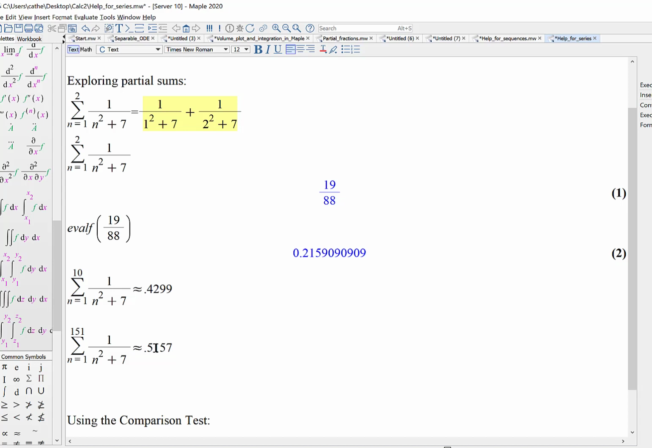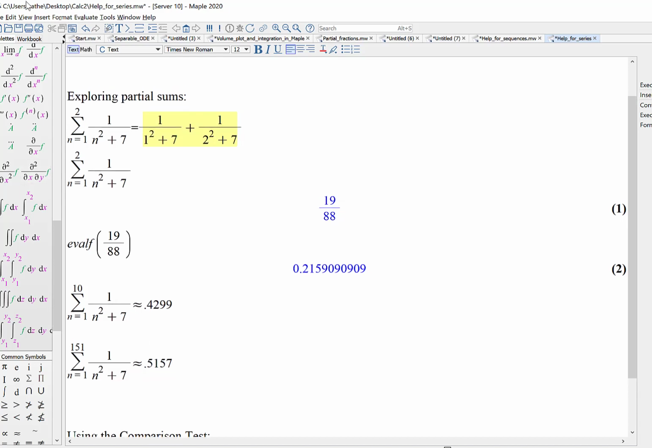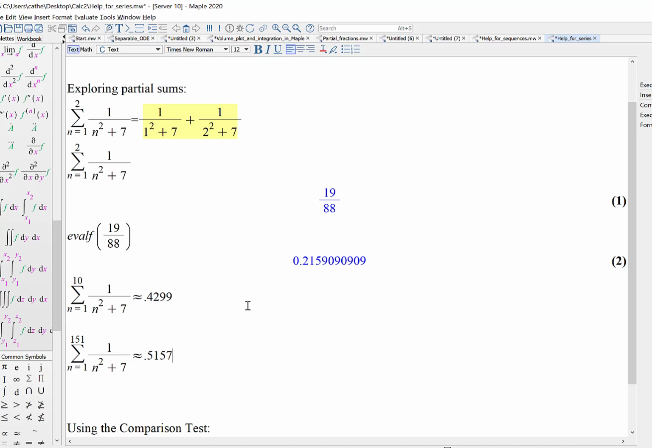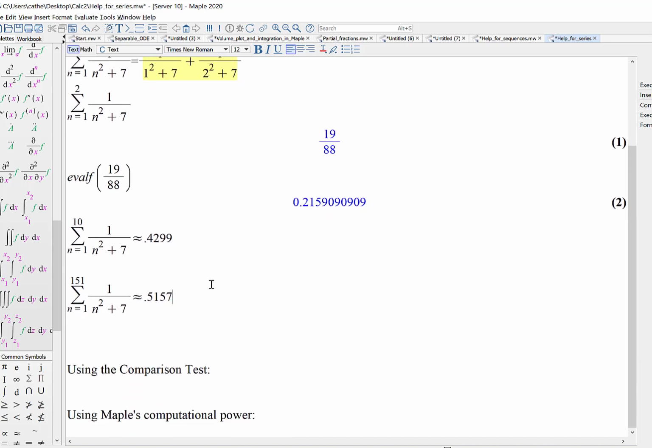And you could keep playing this game and taking bigger and bigger partial sums. And you would wonder, is this roughly trending towards 0.5 or 0.51, 0.52, something like that? That's a really good question, and we will answer that in a few moments. Exploring the partial sums just gives you a sense of what's happening. You're adding up more and more terms, but it doesn't give you the exact answer in terms of convergence, or what the sum might actually be.